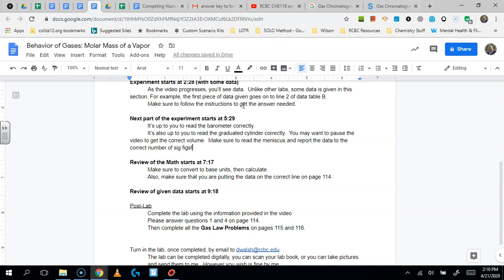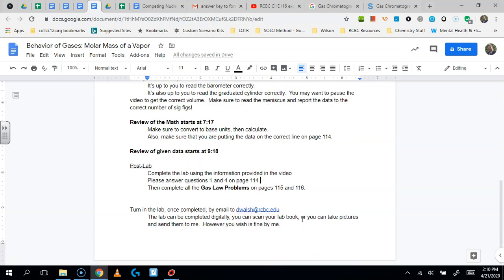At the end, you're going to have to do some math problems. So you're going to answer these questions on page 114. Of course, you're going to finish the lab. There's some calculations that you're going to have to do. You have to actually find the molar mass of the vapor. That goes without saying, I hope. And then on page 114, there's questions 1 through 4. And then on pages 115 and 116, there's all sorts of gas law problems. So I want you to finish those as your post lab.